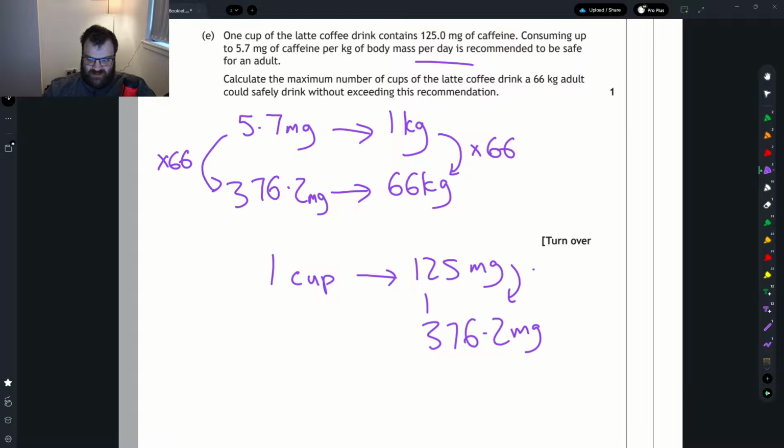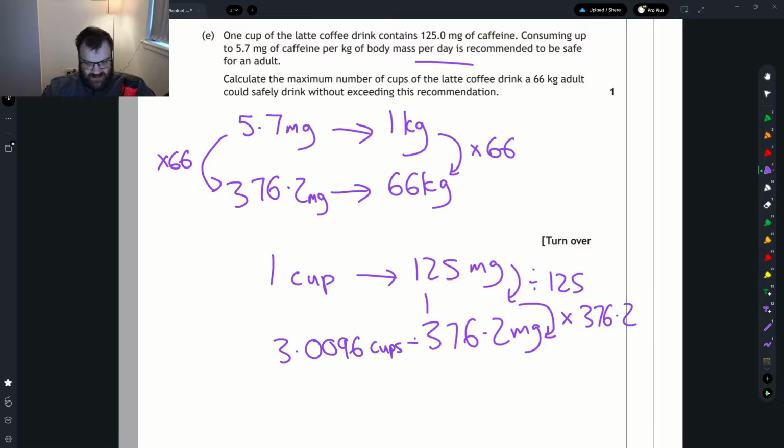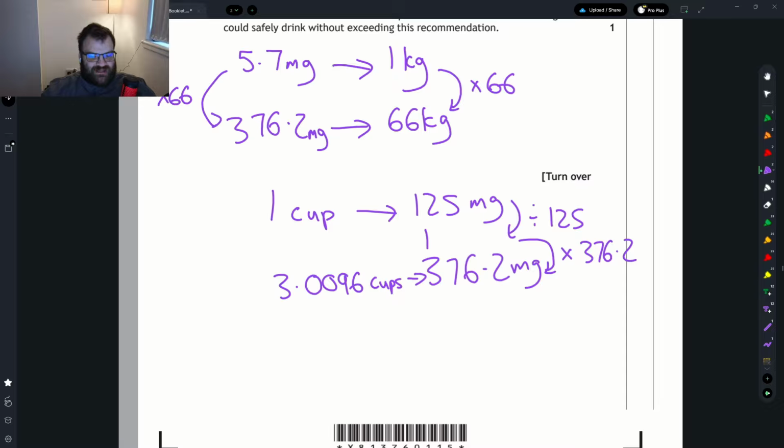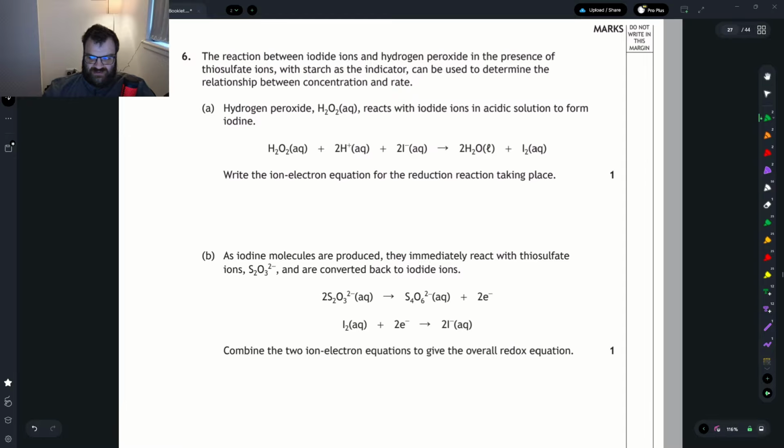Set it up the same. How do you get from the 125 to 1? Yes, divide by 125. How do you get from 1 to 376? Times by 376. So 1 cup divided by 125 times 376.2 gives you 3.0096 cups. And in this one, we're trying to not exceed it. So 3 would be below that threshold. So 3 cups would be fine. 3 cups.